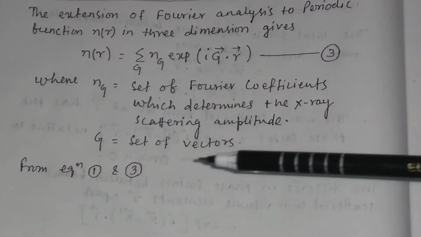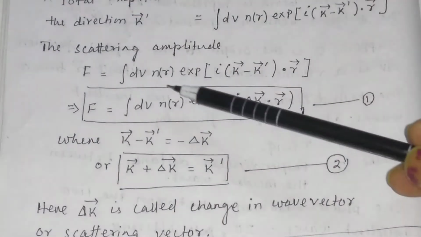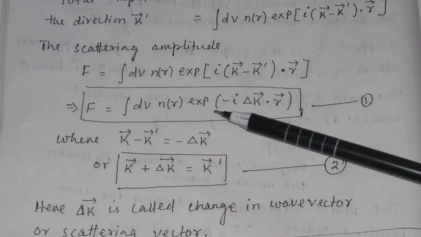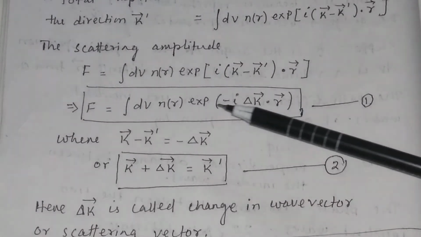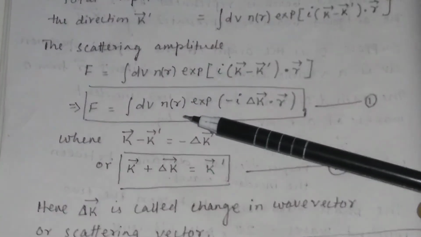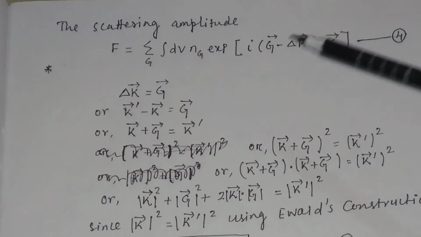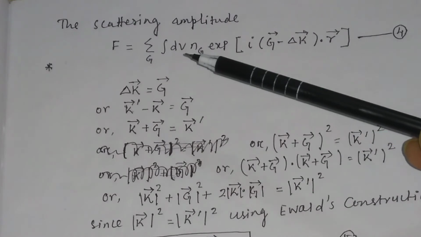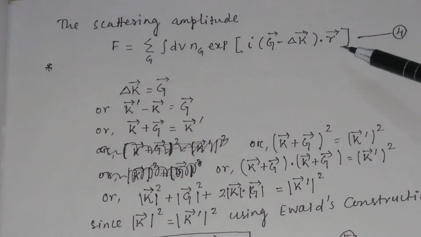So from equation 1 and 3, in equation 1 we found the scattering amplitude F is equal to the integral dV n(r) exponential minus i delta k dot r. So you have to substitute the value of n(r), the electron number density, here. So the scattering amplitude will become F is equal to the sum over G of the integral dV n_G exponential i (G minus delta k) dot r. Suppose this is equation 4.